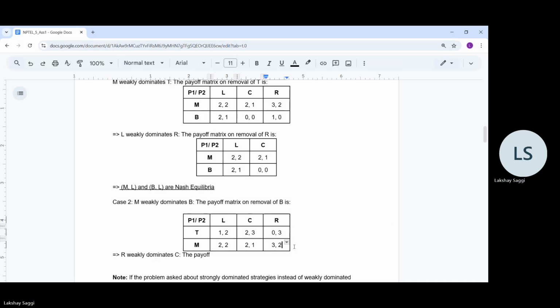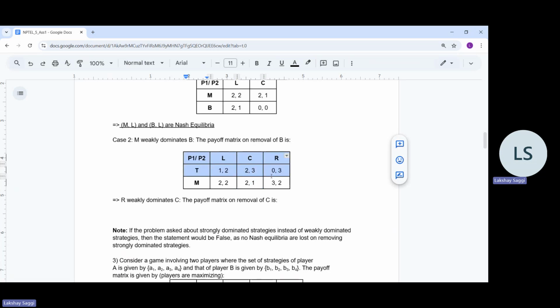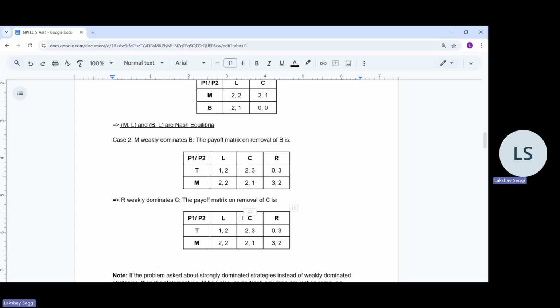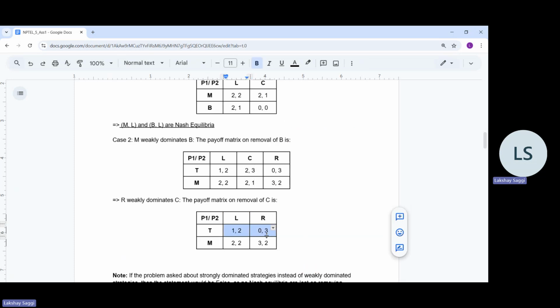So what's the payoff matrix on removal of C? If we remove the strategy C, then we'll be left with the payoff matrix of this kind. Maybe I'll just copy and paste this and we remove the strategy C from here. So delete the column. So we are left with these strategies, T, M and L, R. And now let's see the possible Nash equilibria here.